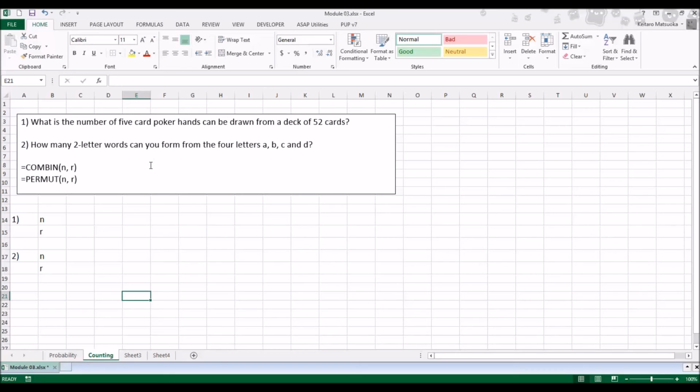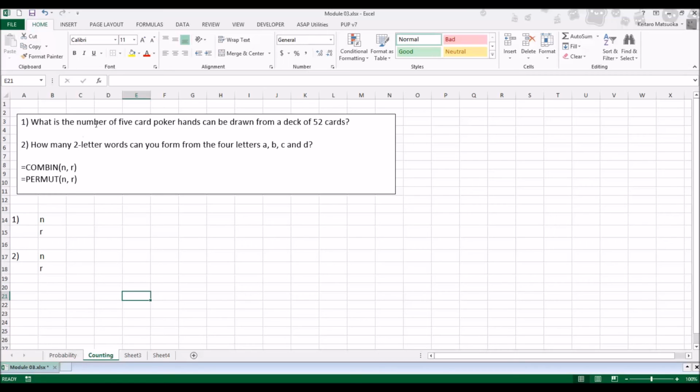There are two counting methods in this class. One is called a combination, and we're going to use the Excel function called COMBIN, C-O-M-B-I-N. And the other one is a permutation, P-E-R-M-U-T. The difference between these two is that with a combination, you don't care about the order. With a permutation, you do. So you have to read from the problem which one you want to do. Typically, the default is combination unless it says order matters.